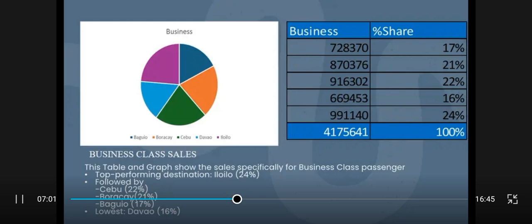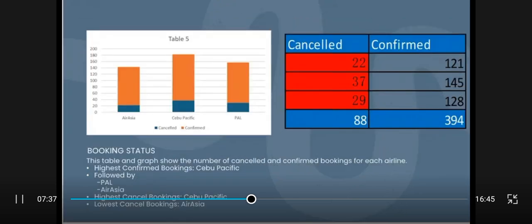728,370, and that's 17%. And the lowest for business class is Davao, which is 669,453, and that's 16%. So the total is 4,175,641. And for the main point, for passengers who choose business class, Iloilo is the most popular destination while Davao is the least popular.